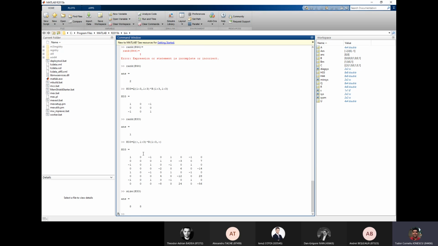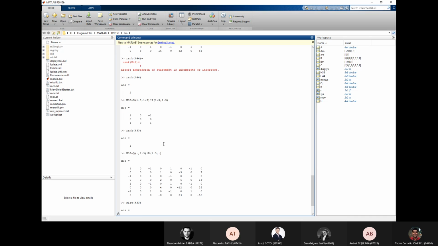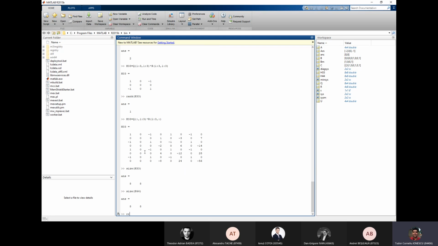Yes, it's a square matrix. Size H44. Okay, so it's correct. Yeah, it has the same dimension. Okay, let's see if I was right.